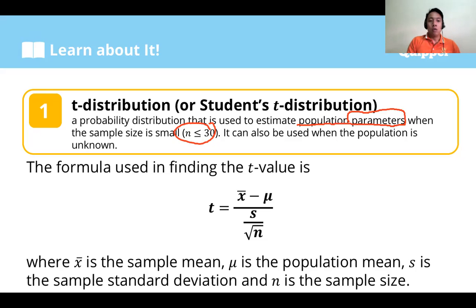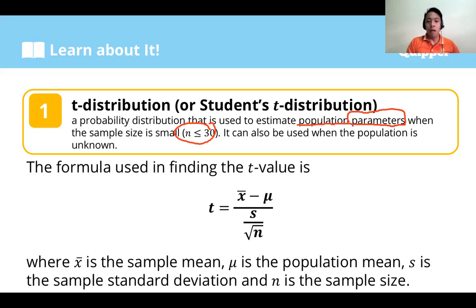So, the formula used in finding the T value. This one is for the T value only. It does not have a specific answer yet. What I mean is, in some problems, they don't only ask you to get the T value. There's another question. So this is just our first step. This is our T value.